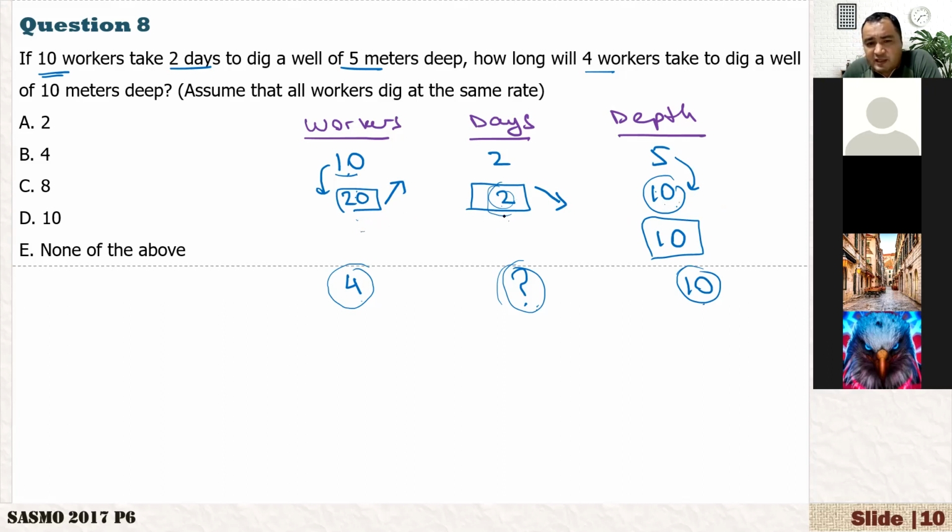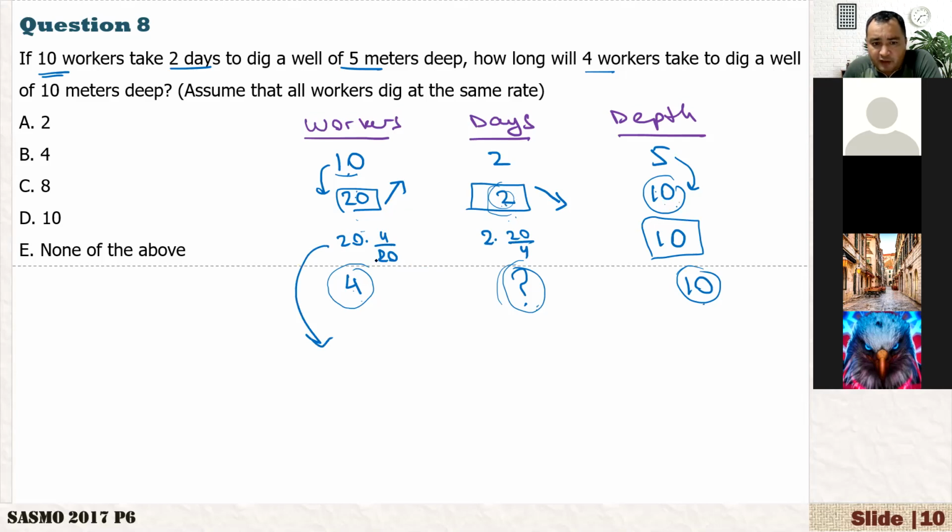If we have fewer workers, it takes a long time, which means that now if I multiply 20 by something, I need to divide 2 by that number. So how can I have 4 here? To have 4 here, I need to multiply by 4 over 20. So this 2, I need to divide by this number, which means I need to multiply by 20 over 4. Why? Because if you have more workers, it takes fewer days. If you have fewer workers, it takes more days.